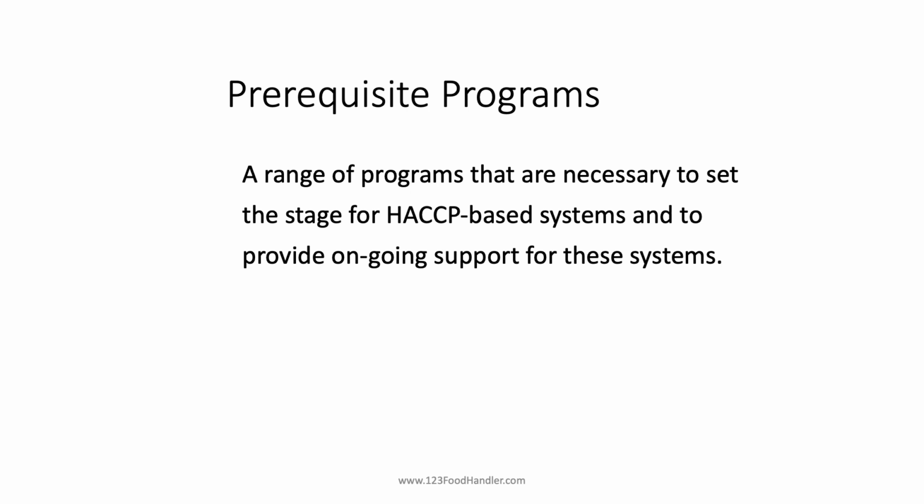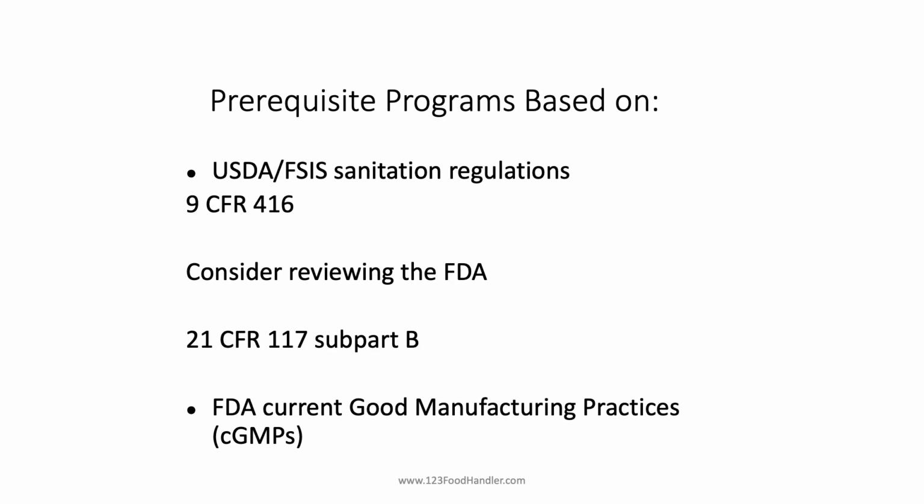So let's look at the definition. A range of programs that are necessary to set the stage for a HACCP-based system and to provide ongoing support for these systems: prerequisite programs. Trying to lay it out here for you. Prerequisite programs for USDA or meat poultry facilities are going to be heavily based on sanitation. And the sanitation regulation, again, is 9 CFR 416. The USDA is the regulatory authority over meat poultry.